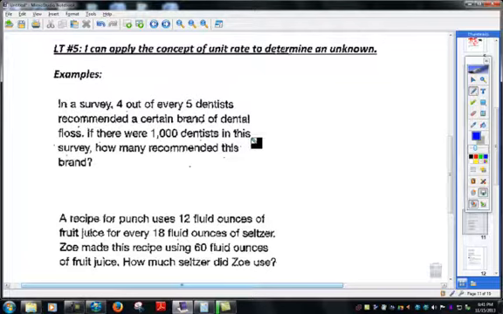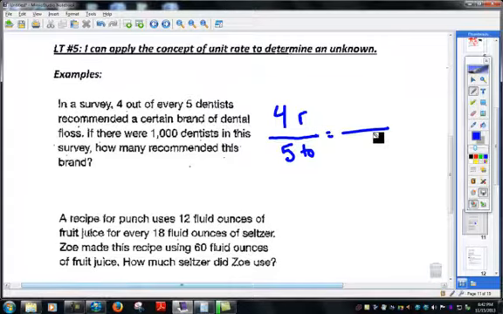In a survey, 4 out of every 5 dentists recommend a certain brand of dental floss. So that means 4 recommend, and I'm just going to put an R, out of 5 total. I'm going to do it both ways, with the unit rate and without it. So there's my ratio. If there were 1,000 dentists in the survey, how many would have recommended?